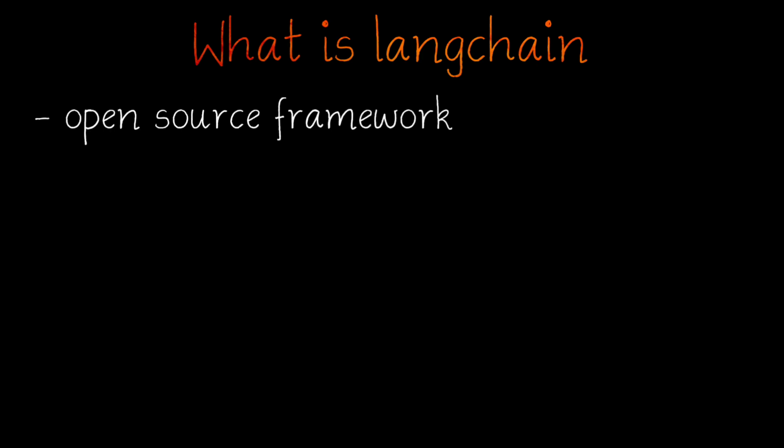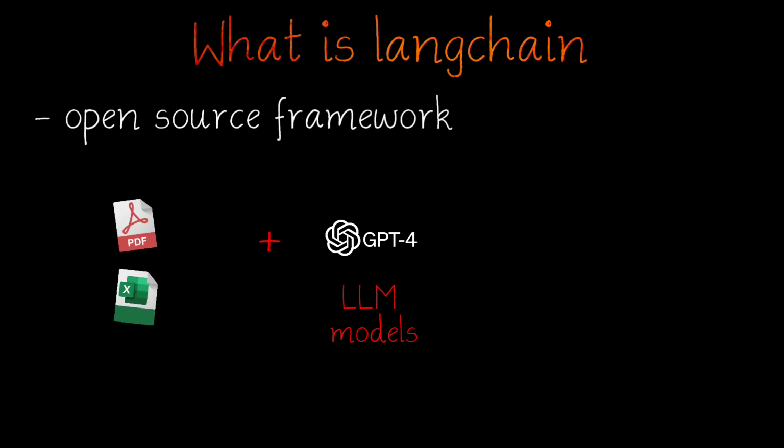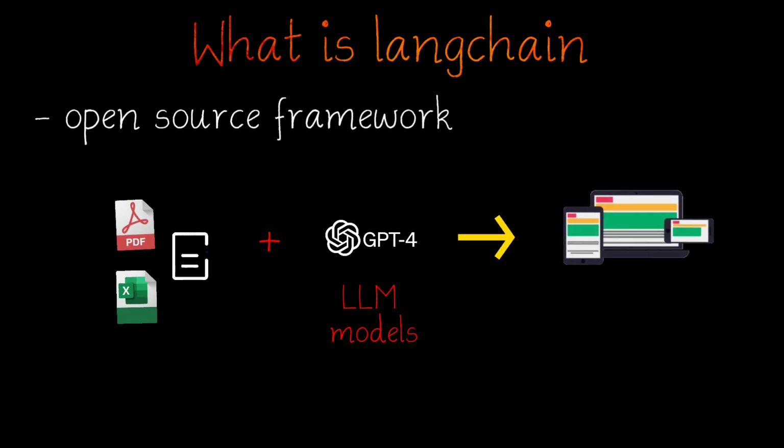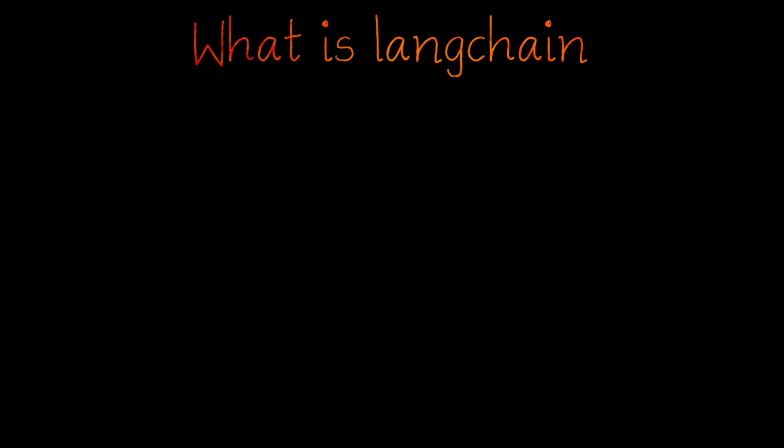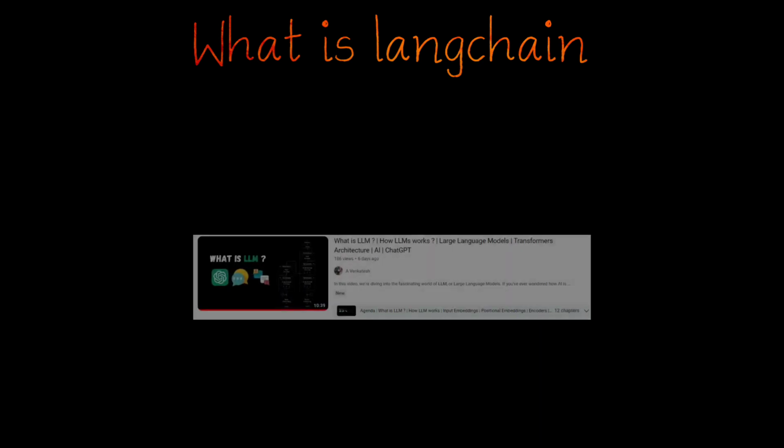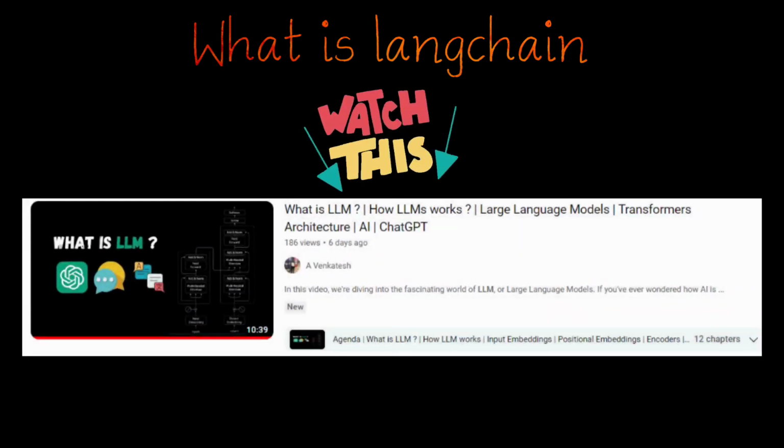Langchain is an open source framework that allows you to combine LLM models like GPT-4 with external data like PDF, CSV, text and many more for the development of new applications. For understanding LLM clearly, kindly go through this video which I already made previously.